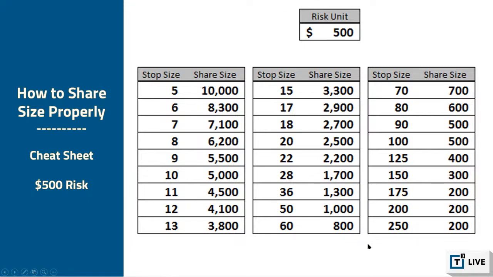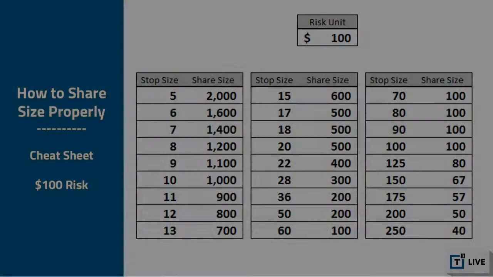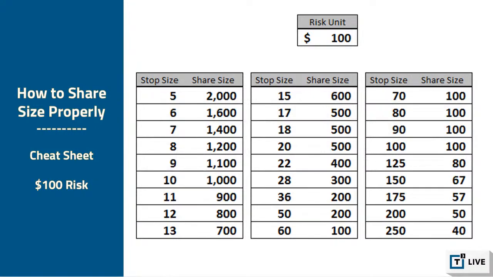This table also is rounded to the nearest 100 shares. So the formula that I used in Excel rounds to the nearest 100. And here's $100 risk. Not rounded in this case. Or is it rounded? It is rounded, up until this point, then you can't round.